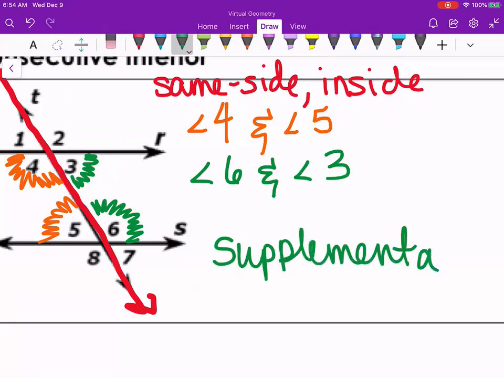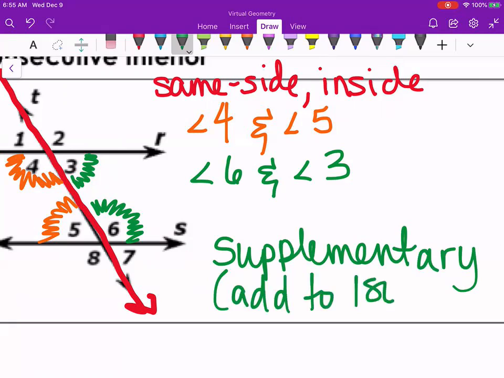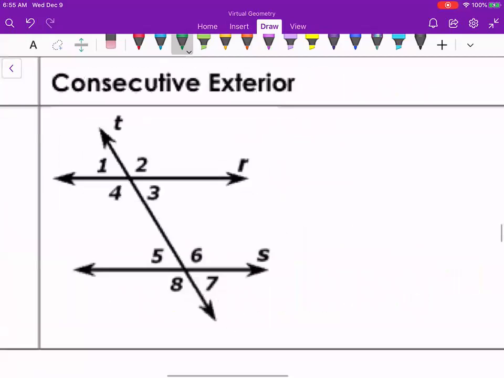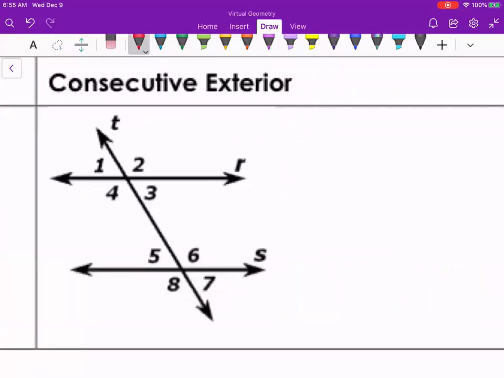And remember, we talked about supplementary at the beginning of our review. And supplementary, just to remind everybody, means add to 180. So whatever's going on at 6 plus whatever's going on at 3 need to make 180 degrees. And the same is true for 4 and 5. Whatever's going on at 4 plus whatever is at 5 have to make 180. So the same is true for our consecutive exteriors.